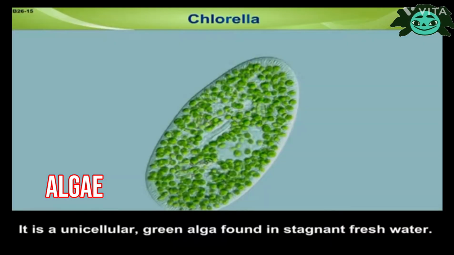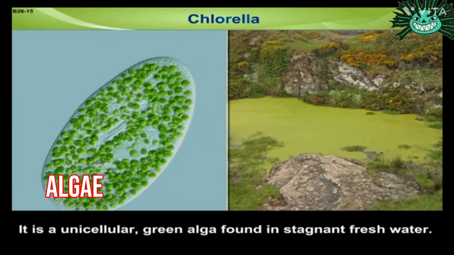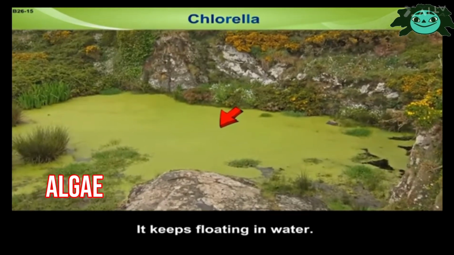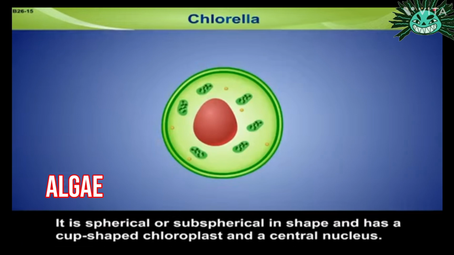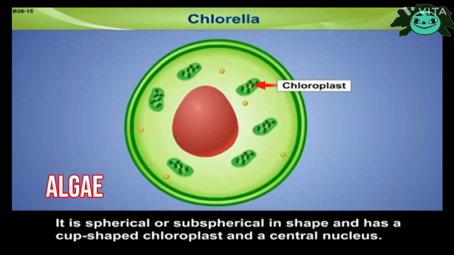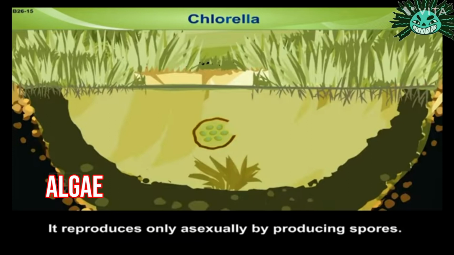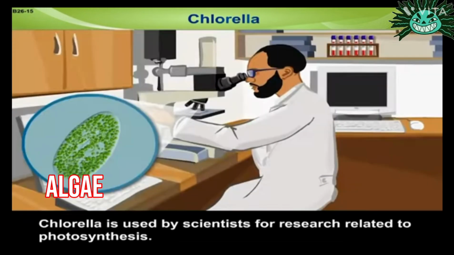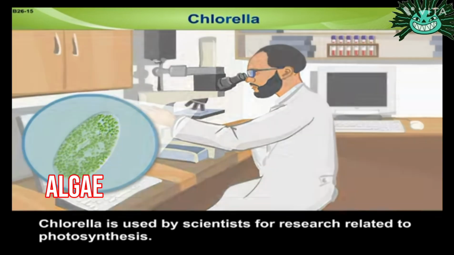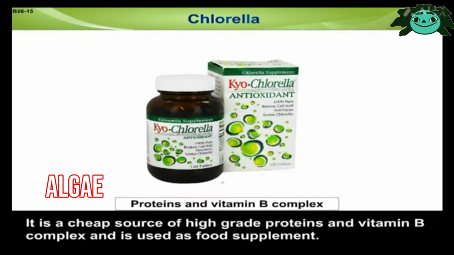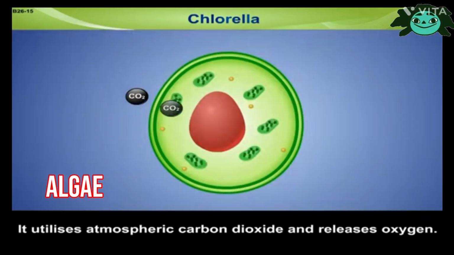Chlorella. Alga found in stagnant fresh water. It keeps floating in water. It is spherical or subspherical in shape and has a cup-shaped chloroplast and a central nucleus. It reproduces only asexually by producing spores. Chlorella is used by scientists for research related to photosynthesis. It is a cheap source of high-grade proteins and vitamin B complex and is used as food supplement. It utilizes atmospheric carbon dioxide and releases oxygen.